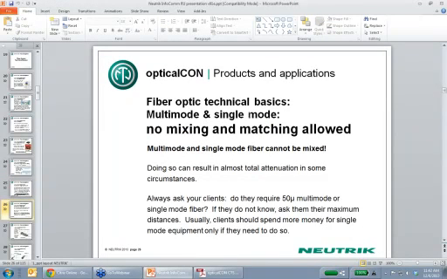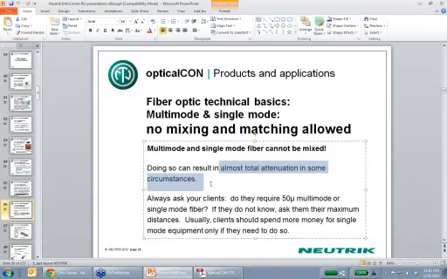Okay, more about multimode and single mode. You cannot mix and match. They are different types of fiber. And if you do try to couple one to another, you can result in an almost total attenuation in some circumstances. I've got to put in a lot of caveats. It should not work when you put multimode and single mode fiber together. You will have some tremendous losses. But having said that, there are sometimes where the power budget is so high that you can sustain these sort of losses. Anyway, don't do it.